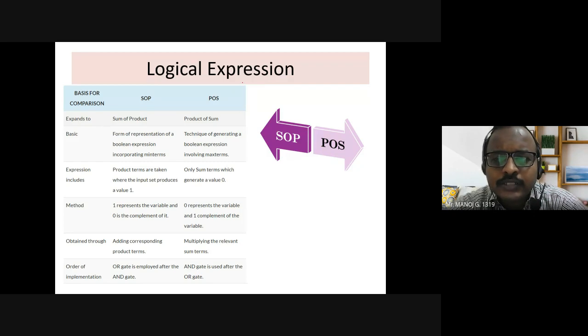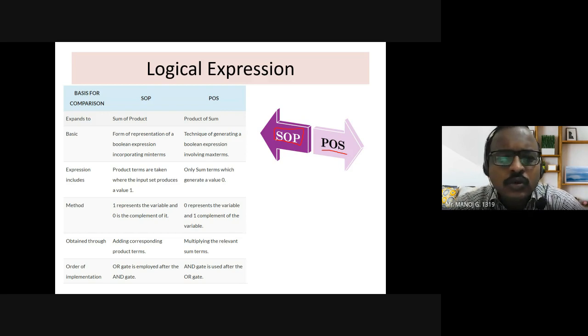Please keep this in mind. Any logical expression has got two major types. One is called SOP. SOP stands for sum of product, and the second one is POS, that stands for product of sum. Definitely you would have already done this topic previously, but I just want you to brush through it so that you will be able to implement logical circuits using logical expressions.